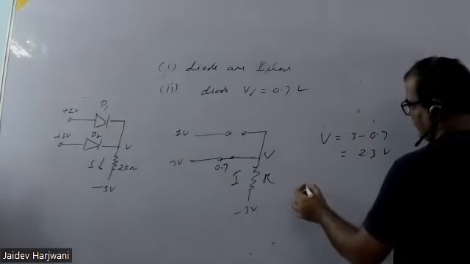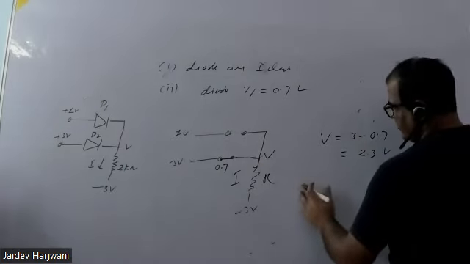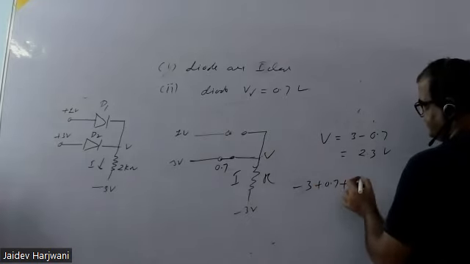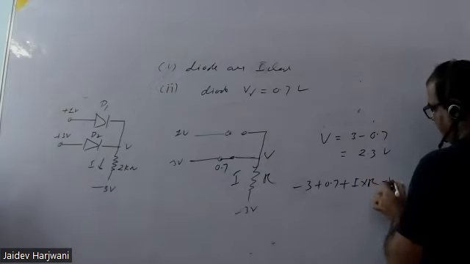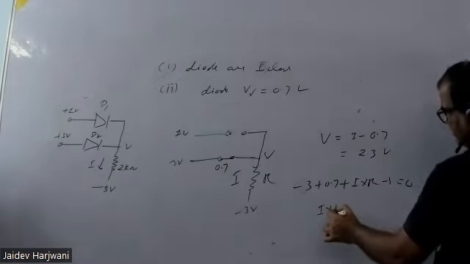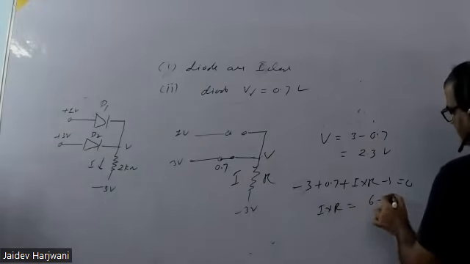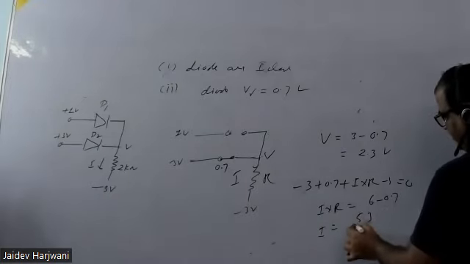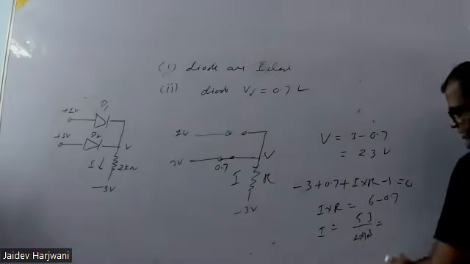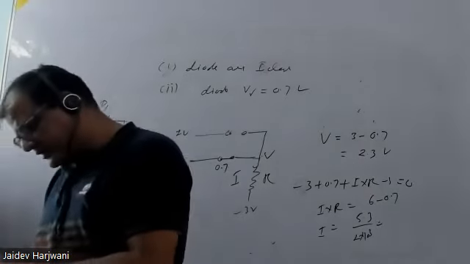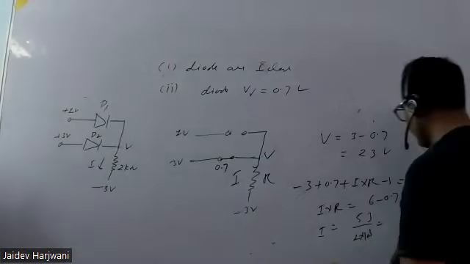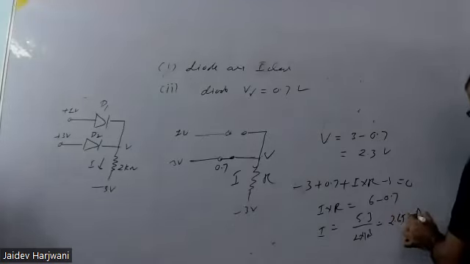Okay, and if I want to find the current, I have to write the equation from Kirchhoff's law. So Kirchhoff's law says -3 plus 0.7 plus I into R and -3 equals 0. So I into R equals 6 minus 0.7, and your I equals 5.3 upon R. R is 2 kilo ohm. Now if you solve this, it will give you the value of current, and the value of current given in the question is 2.65 milliampere.